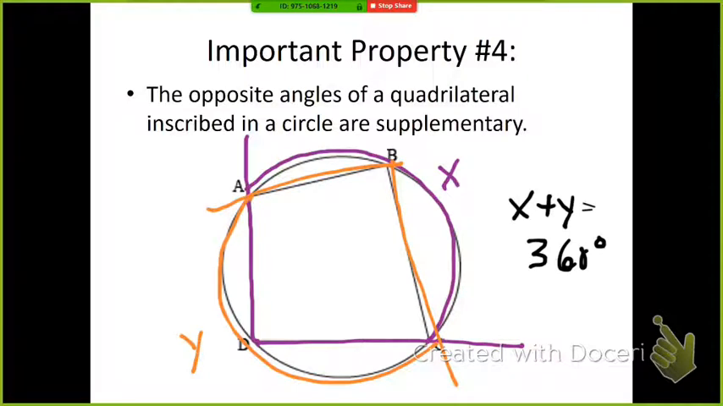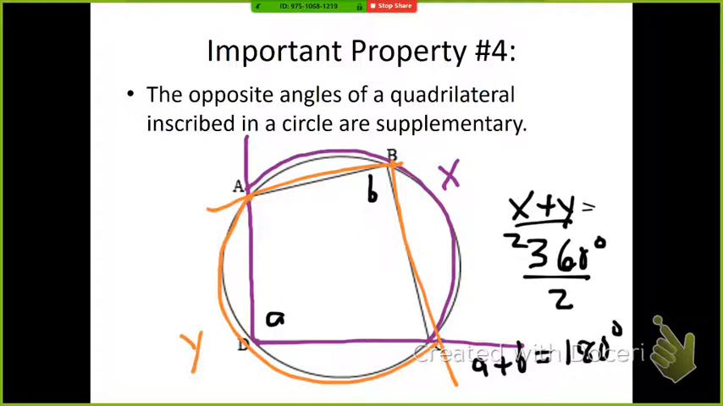So that means that their inscribed angles have to add up to be half of that. So these two angles here, we'll call them A and B, they're going to have to add up to 180 because their arcs add up to 360 and they're always half the measure of their arcs.